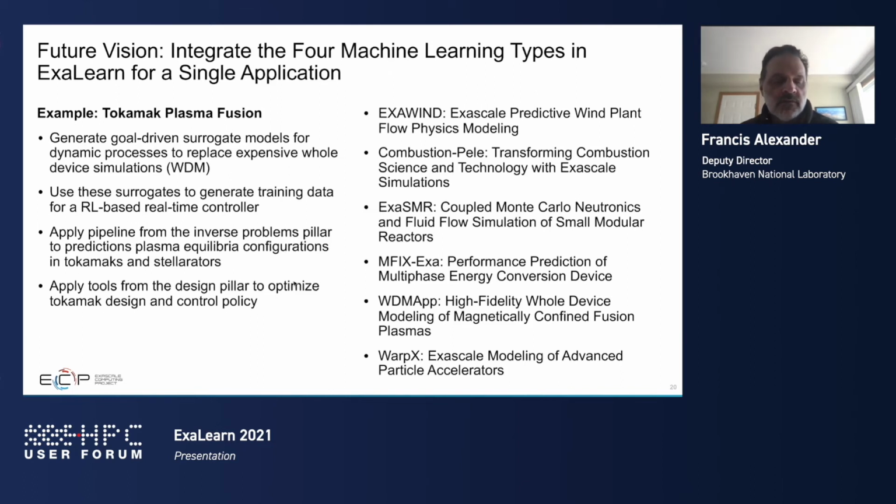We would then apply the pipeline we've developed for the inverse solvers, using machine learning to determine plasma equilibria configurations by solving inverse problems for the given physics. And then finally, with all of that information, we tie this together to actually design a control policy, using our design pillar to design and optimize an overall tokamak design and control policy. That general philosophy can be applied to a variety of different projects, tokamak being one of them. You can imagine applying it, as shown on the right, to wind plant or wind farm design, combustion engine design, and so on. That's our ultimate goal, to tie all these together by the end of the project.